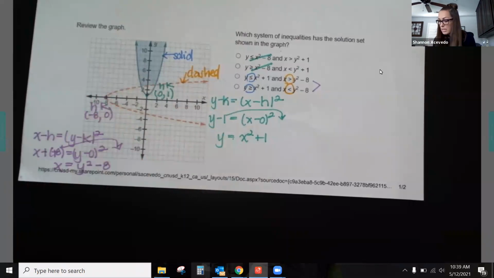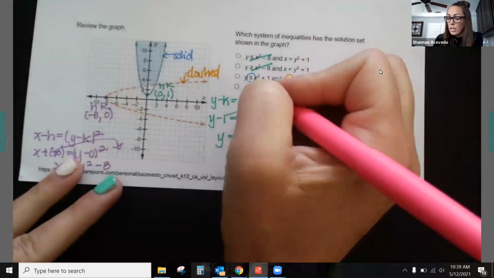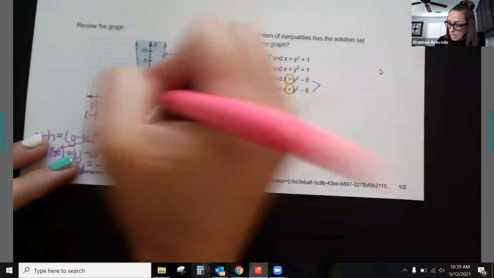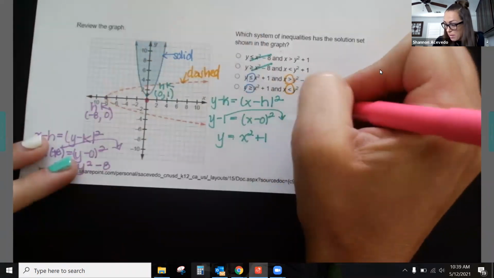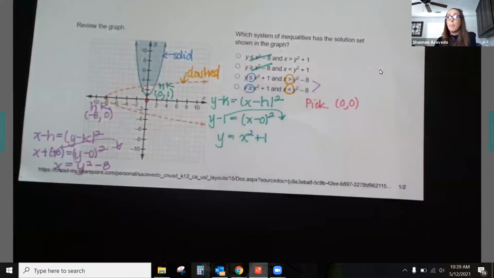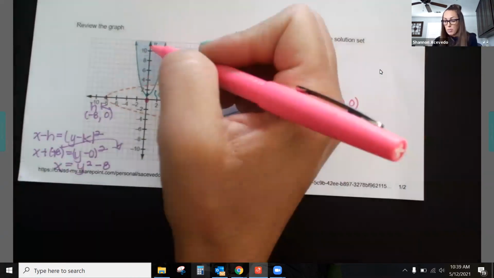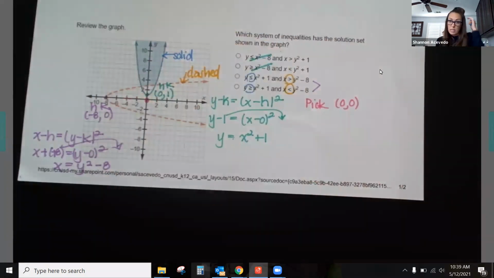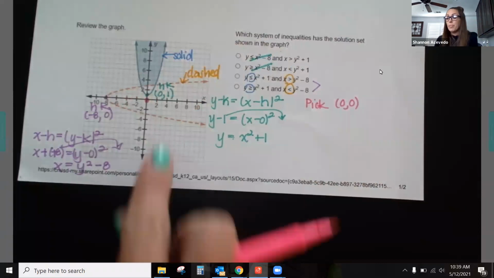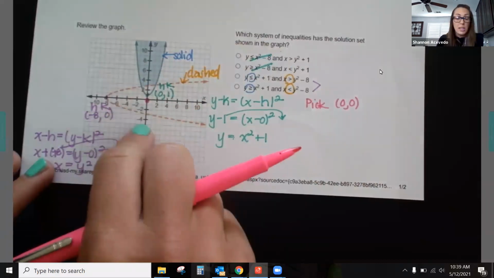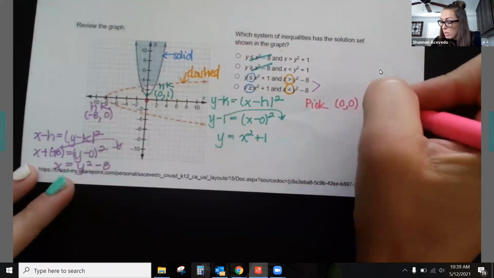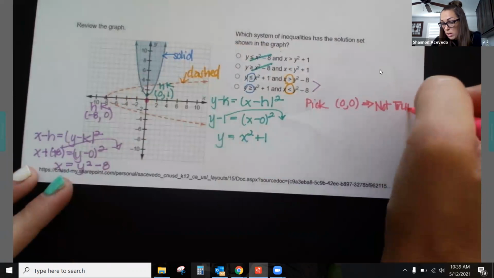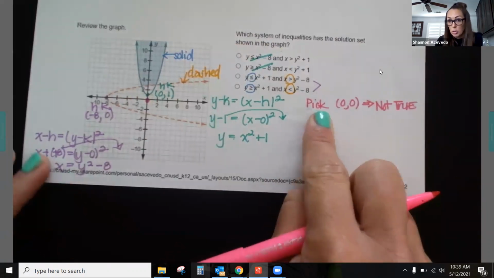So the next piece then is we need to determine which one of these is going to be correct. So I'm going to choose a point. I'm going to pick 0, 0. I could pick any point I want. I could have picked 0, 10. I could have picked -6, 0, whatever you want. I'm just going to pick 0, 0. And notice how it's not in the shaded region. So this point is going to give me something that is not true. When we talk about our inequalities, this is going to give me something not true.